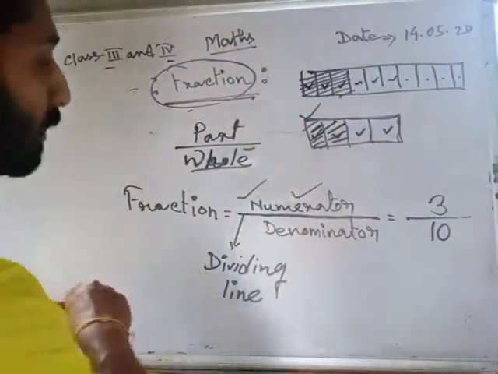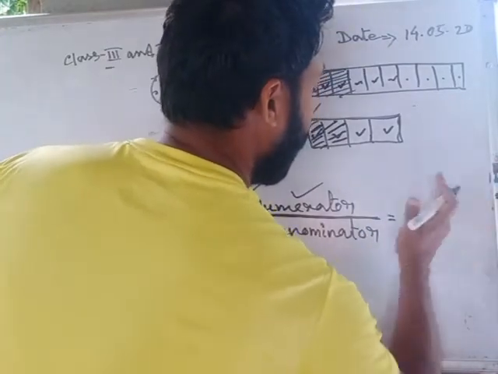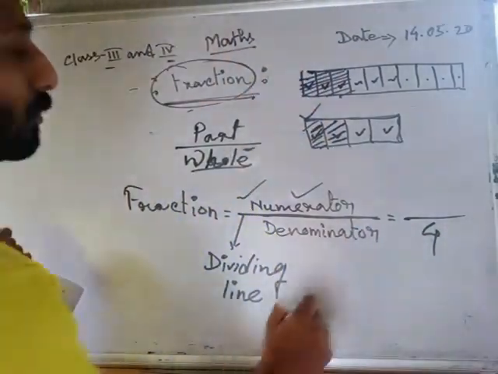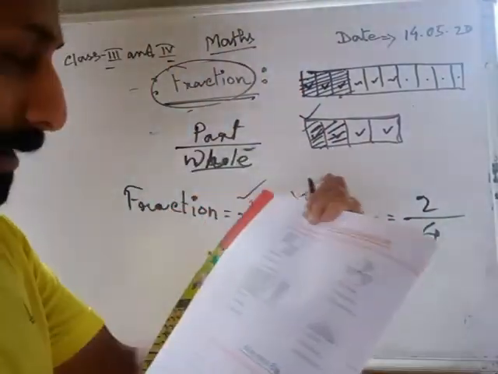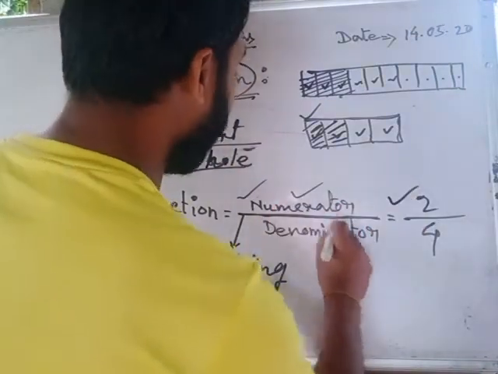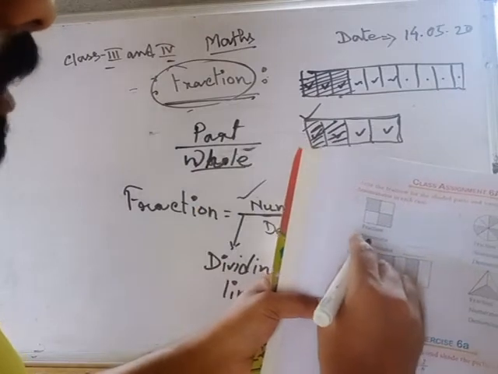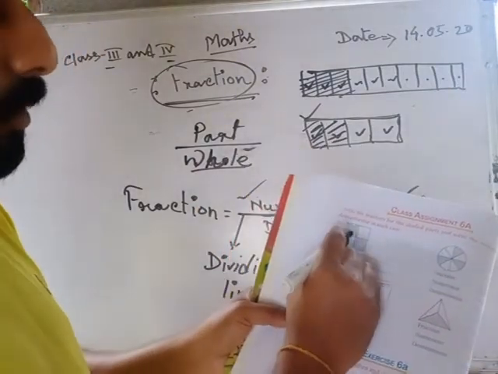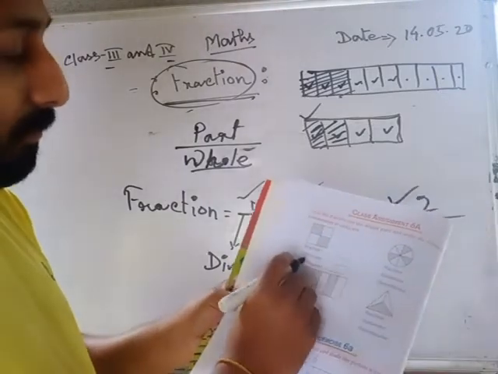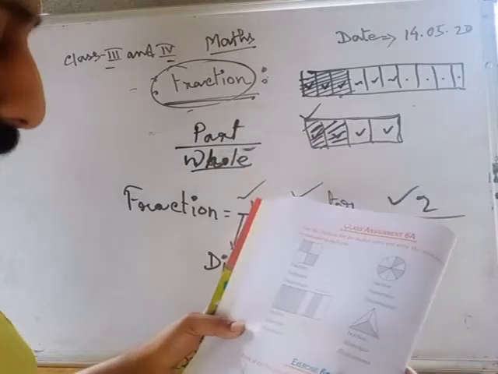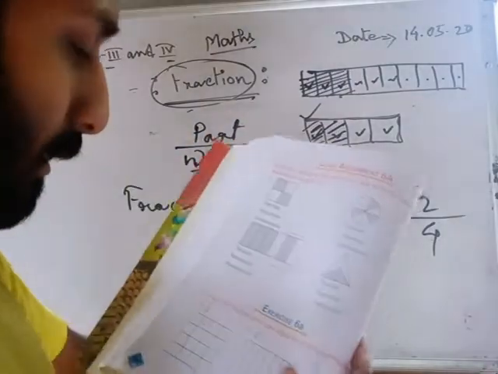If numerator is 2 and the denominator is 4, so we should write here 2 by 4. Do you understand? So you should do it. This one is called the fraction. At the place of numerator we should write here 2, and denominator we should write here 4, because 4 parts are there in total and 2 parts are shaded. Do you understand? So these are for your homework. After that I will tell you the next.